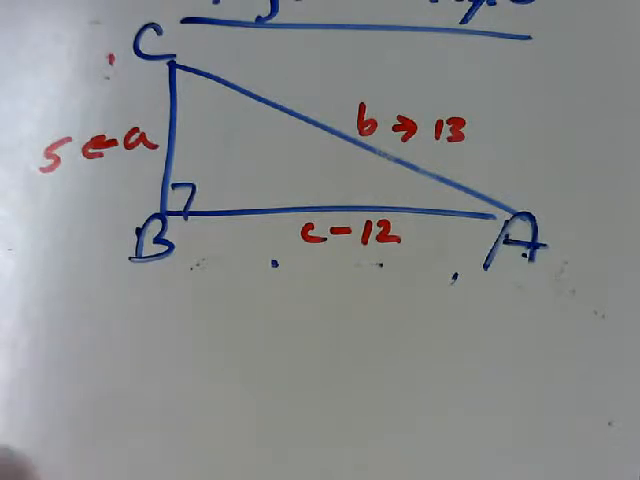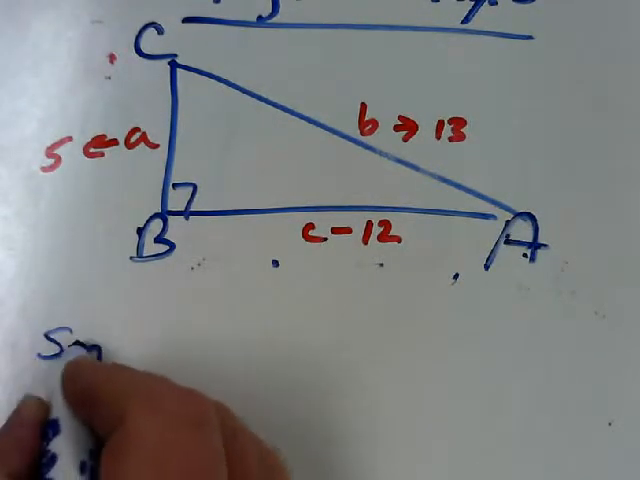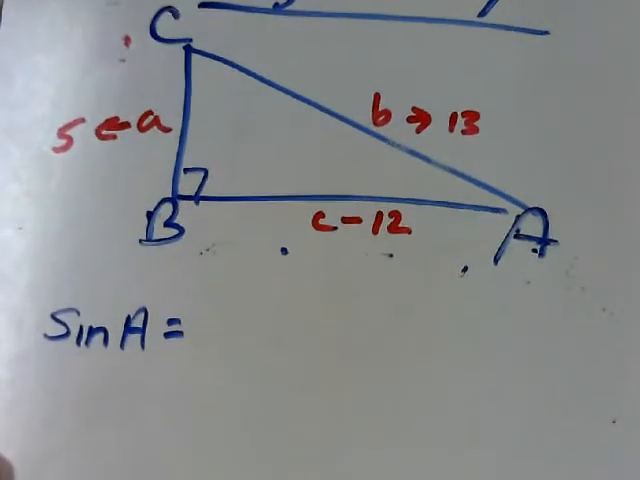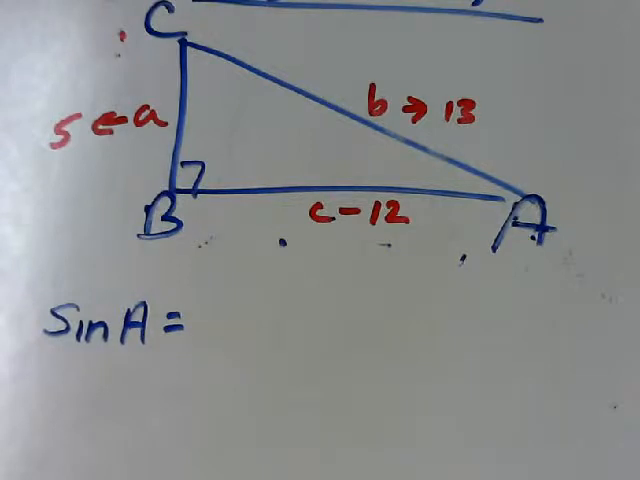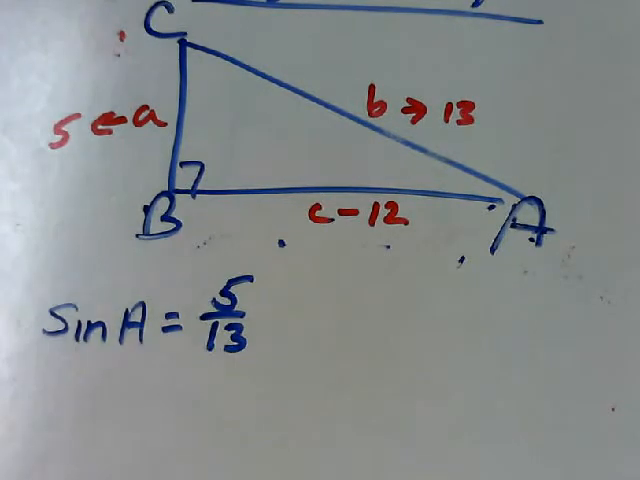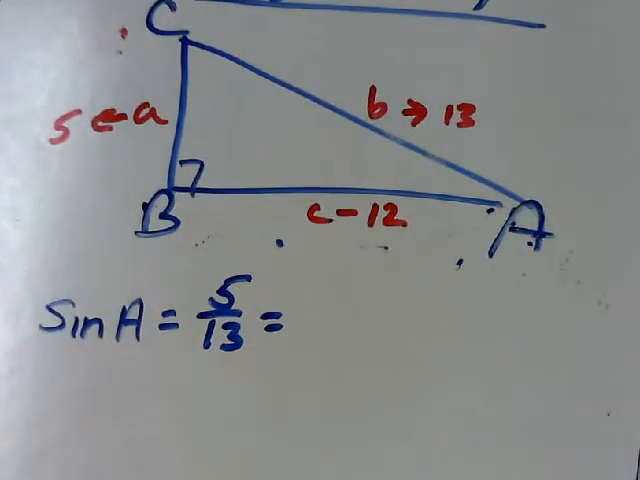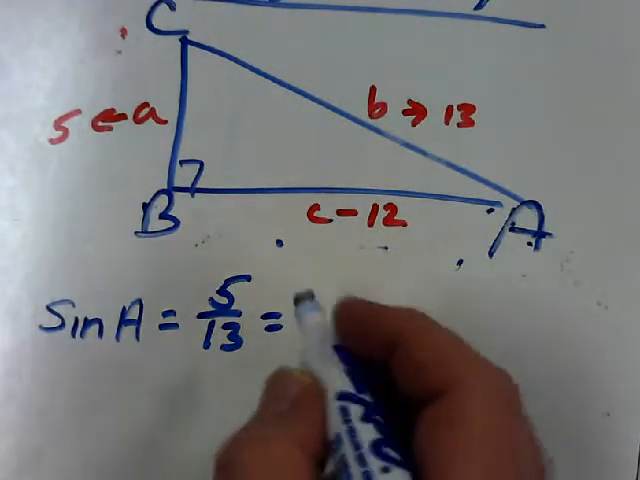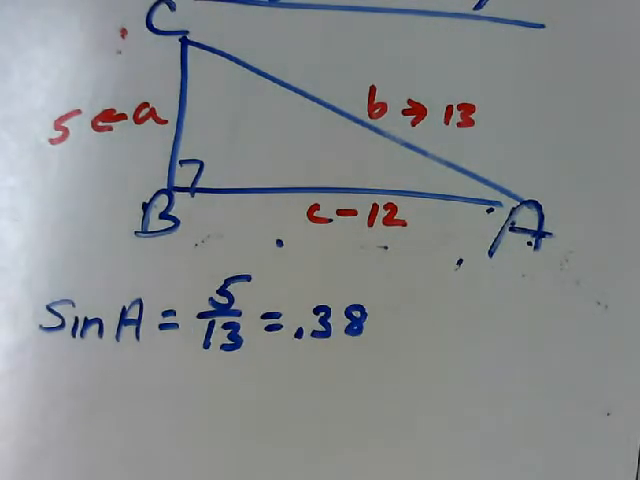Okay? If I said, find me the ratio of the sine of A, by definition, sine was opposite over hypotenuse, correct? So if I go here, 5 over 13. So I'd have a ratio of 5 over 13, which if you used your calculator would be equivalent to what decimal? 0.38. Sine of A, 0.38. Okay?